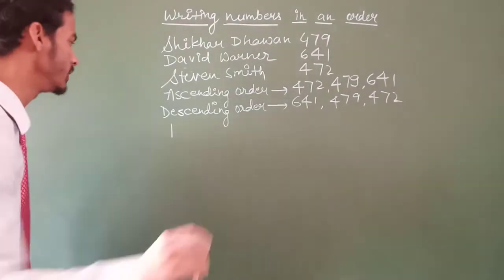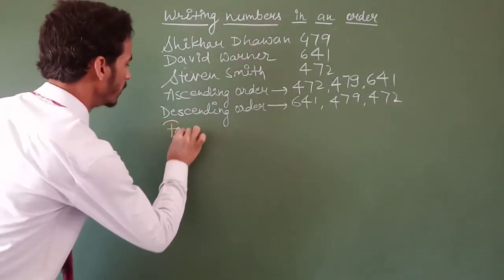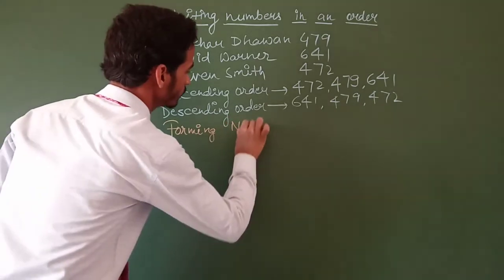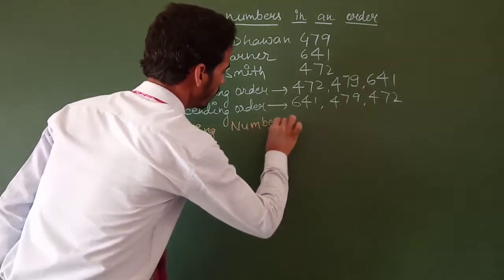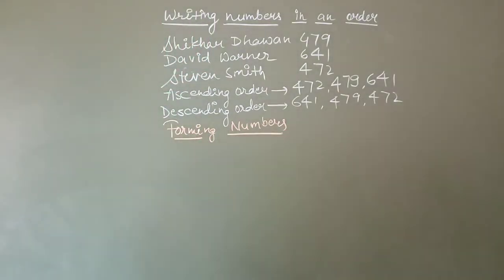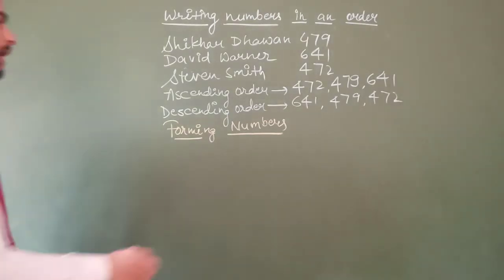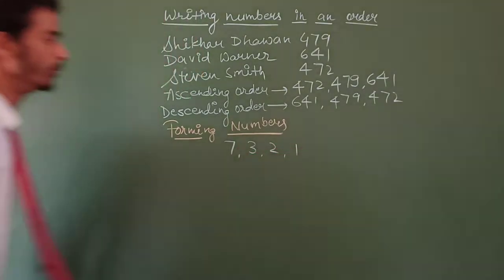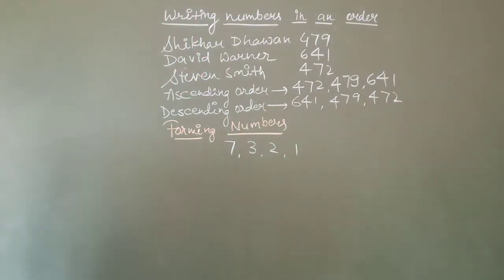How can we form numbers? Okay, listen carefully. Form the greatest 4-digit number using the digits 3, 2, 7, 1. There are some digits: 7, 3, 2, 1. You have to make the smallest and the greatest number.